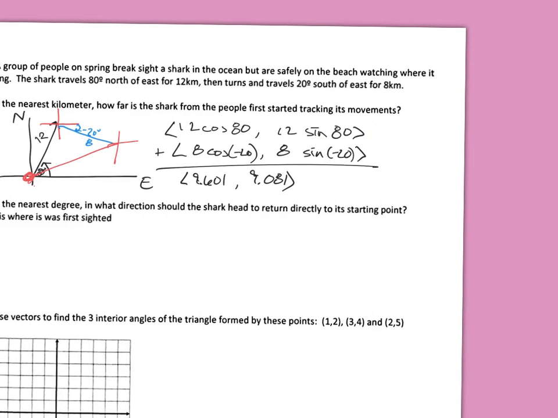Distance is magnitude, so now we'll use the magnitude with these numbers. And again, this is going to be straight up calculator just because of all the decimals. So we have 9.601 squared plus 9.081 squared. Throw that underneath the radical sign. And remember, we are going to the nearest kilometer. So it's like 13.215, something near there. So this is 13 kilometers.